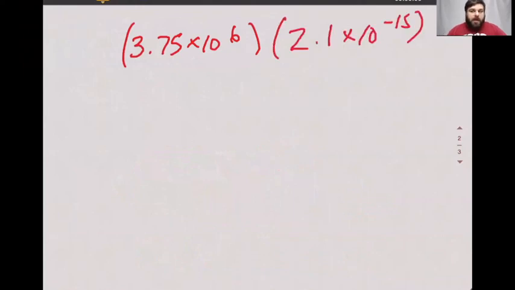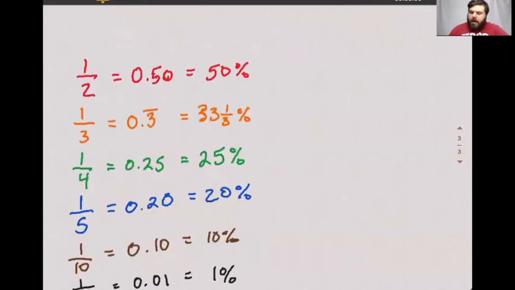You could do 3.75 times 10 to the 6th times another number, 2.1 times 10 to the negative 15th. You could do that multiplication on your calculator. Okay, just make sure you're in scientific notation mode. It's going to give you the correct answer. So anytime you're doing multiplication, division, addition, any kind of thing with scientific notation, I would just use my calculator in scientific notation. Okay, next topic, we're going to talk about some fractions.